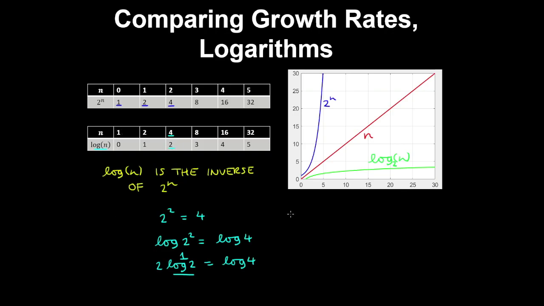And we can see that log 1 is 0 because log 1 is the same thing as log of 2 to the power of 0, which is 0 log 2 by the rules of logarithms, which is 0 by 1 or 0. And similarly, log 2 is 1.